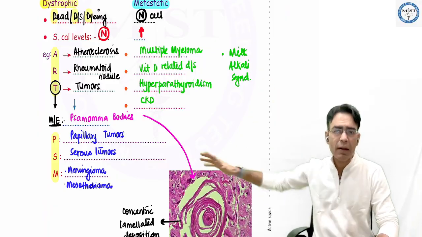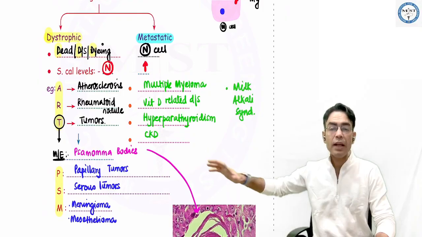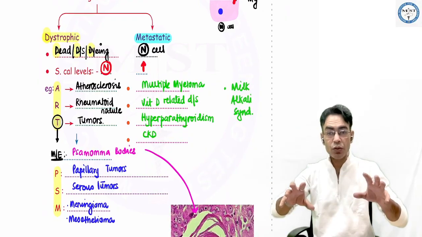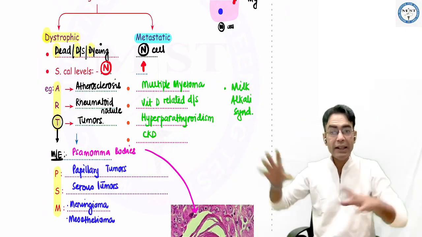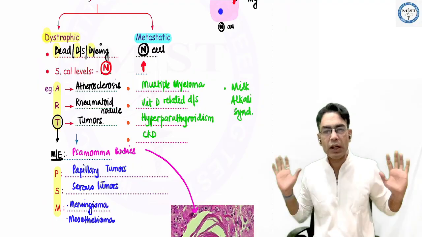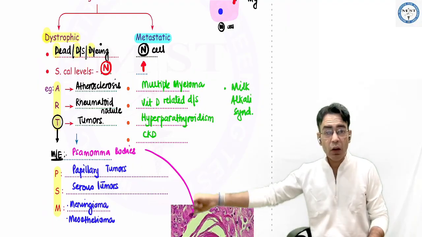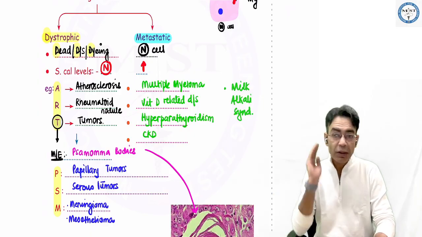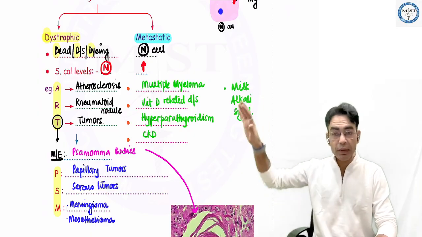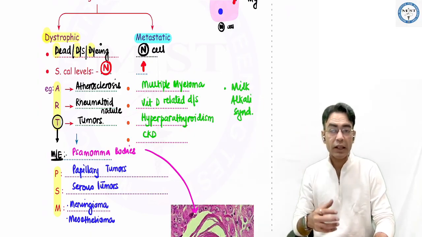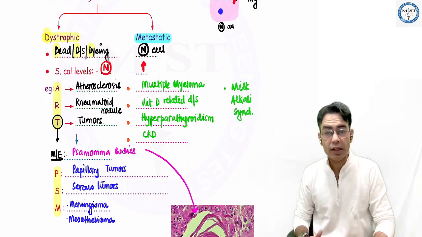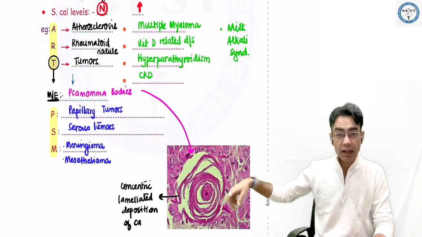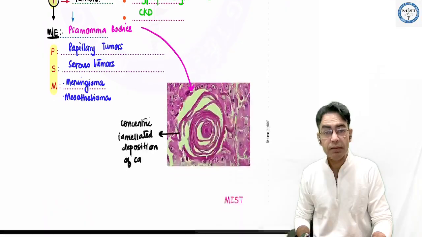This question has come so many times that when you solve the PYQs, you will find it multiple times this way or that way, specifically on this meningioma thing. Okay, some more bodies with meningioma. So please learn this topic. I hope you remember from the classes. I hope this quick revision has helped you. Some more bodies: they're concentric laminated deposits of calcium.